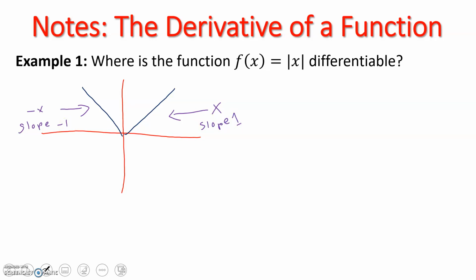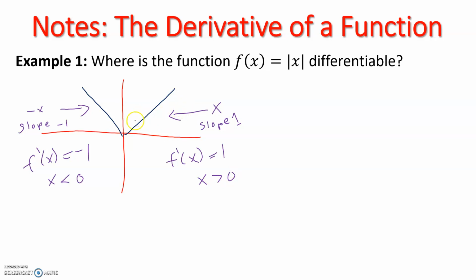So we have here our slope being -1, and here our slope being +1. Meaning, if I were to actually find the derivative on the left, I would get f prime of x is equal to -1, but that is only when x is less than 0. Versus on the right, f prime of x would be 1, but that is only when x is greater than 0. Now the problem lies where we're at 0, because at that point, the slope is different on the left and the right. Because of that, we're going to say that it is not differentiable at that point.